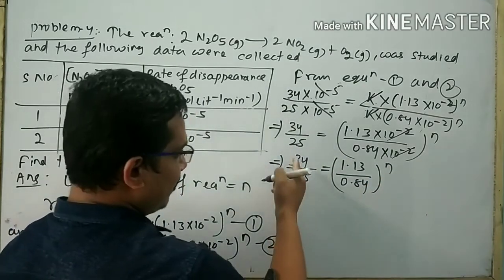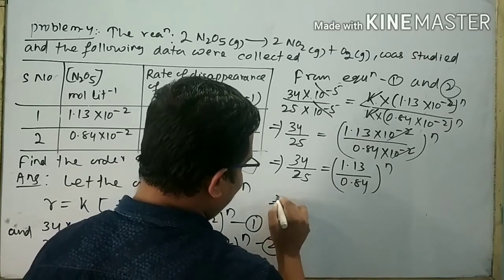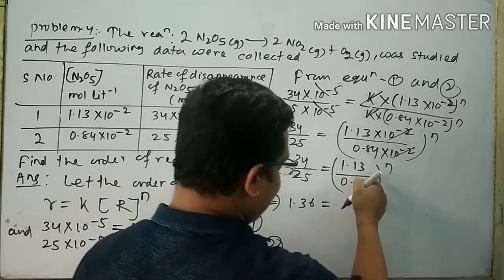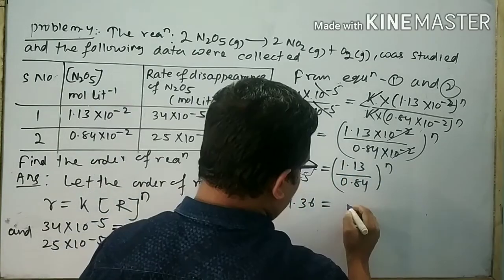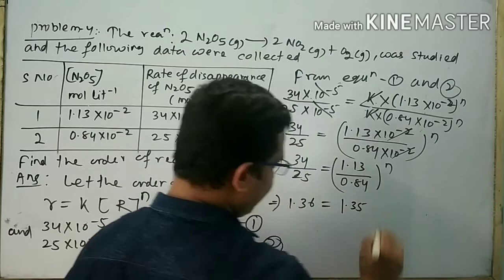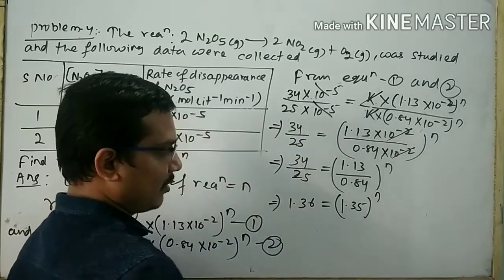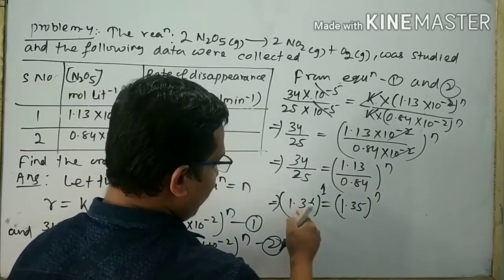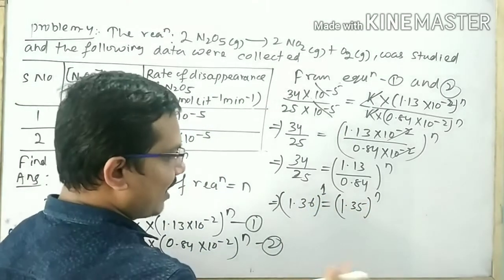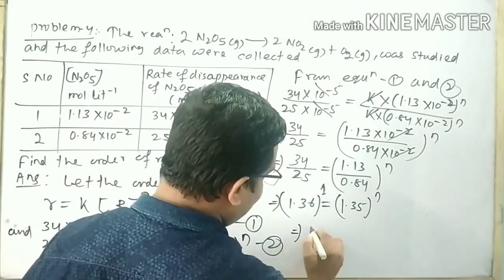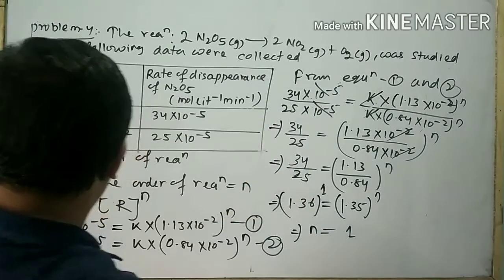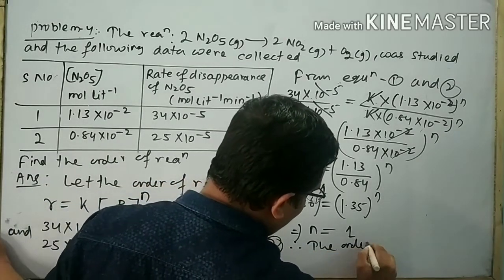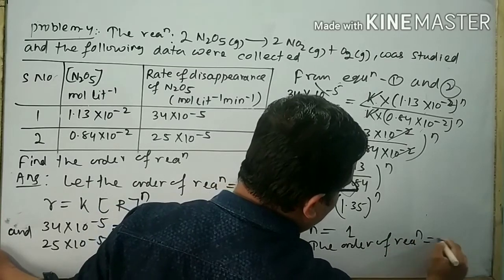After solving 34 by 25 we get 1.36. Now solve 1.13 divided by 0.84. I can write 1.35. Here the power is n. 1.36 and 1.35 are nearly equal to each other, so we can write here n is equal to 1. The question is to find the order of reaction, so we can write the order of reaction is 1.